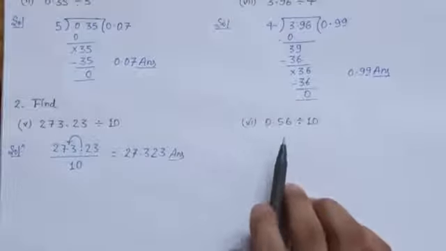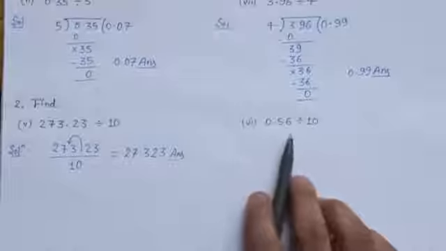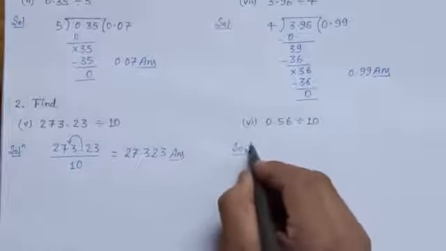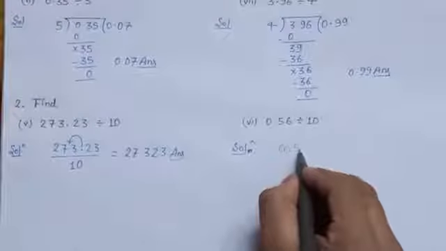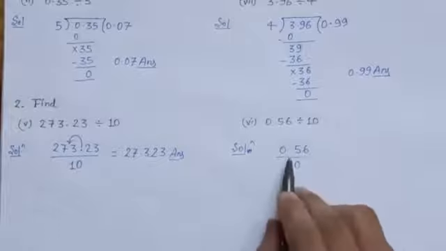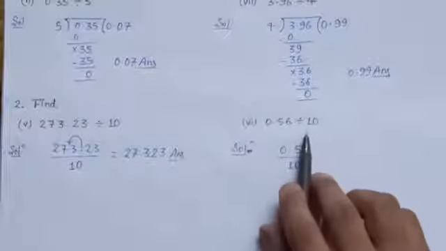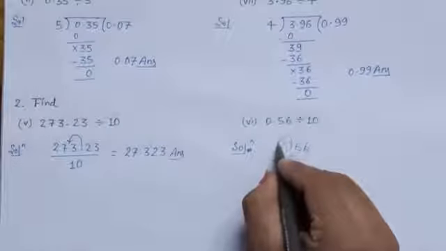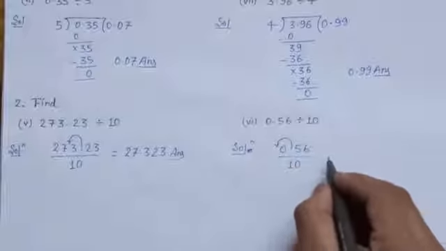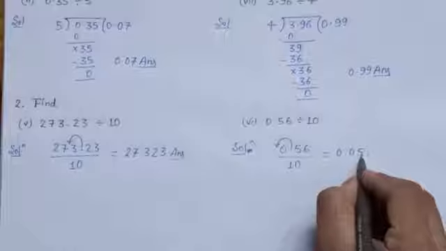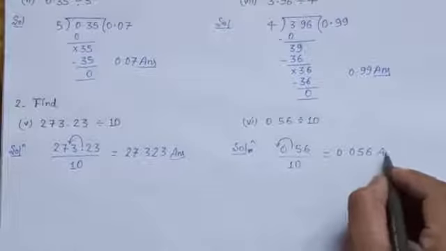In the same way, we have to divide 0.56 by 10. Again, you can see that we have to divide 0.56 by 10. So we shift the decimal point towards the left by 1 place as we are dividing the decimal by 10. So this is our decimal point, and when we shift it by 1 place, the decimal point shifted here. And hence our answer is 0.056.